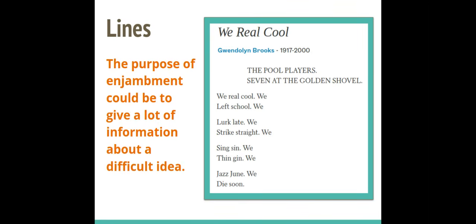Now, the purpose of enjambment could be quite a few things, but one reason we use it is to maybe give information about a difficult idea. So let's take a look at the example, "We Real Cool." I'm actually going to start on the second stanza.